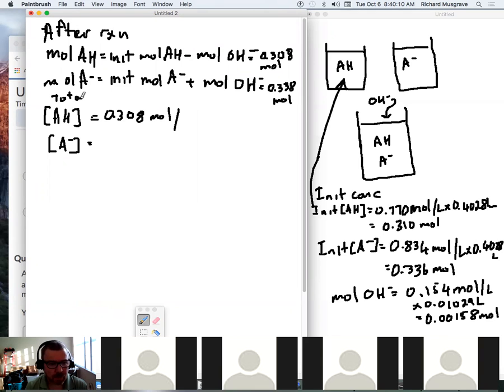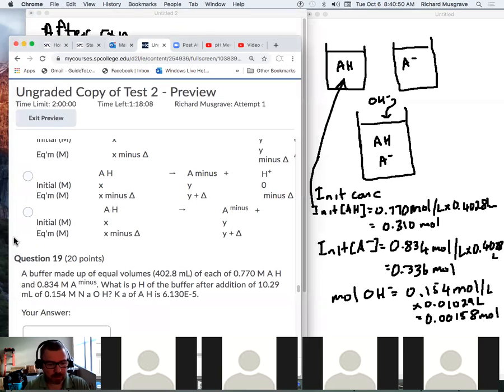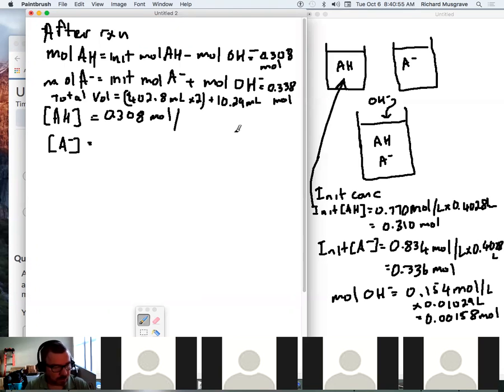Write that up here. So total volume, we'll do it in milliliters for now. Let me check that and make sure. Yeah. So it'd be 815.9 mL or 0.8159 liters.